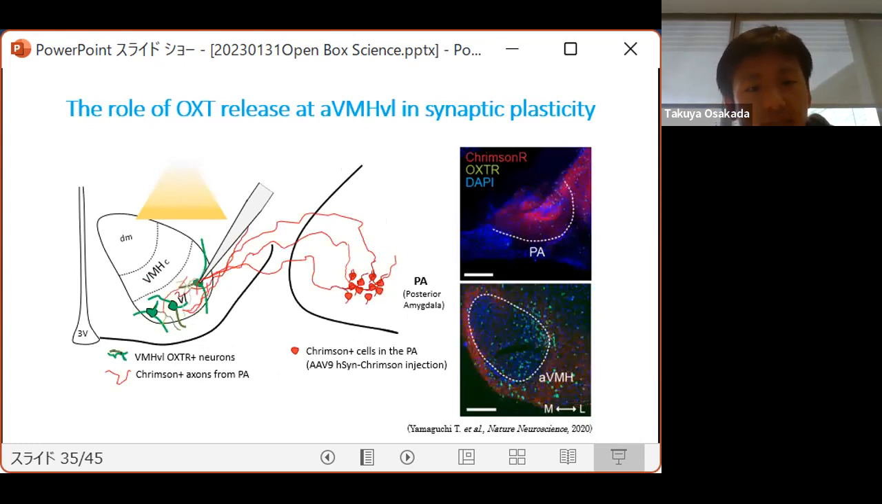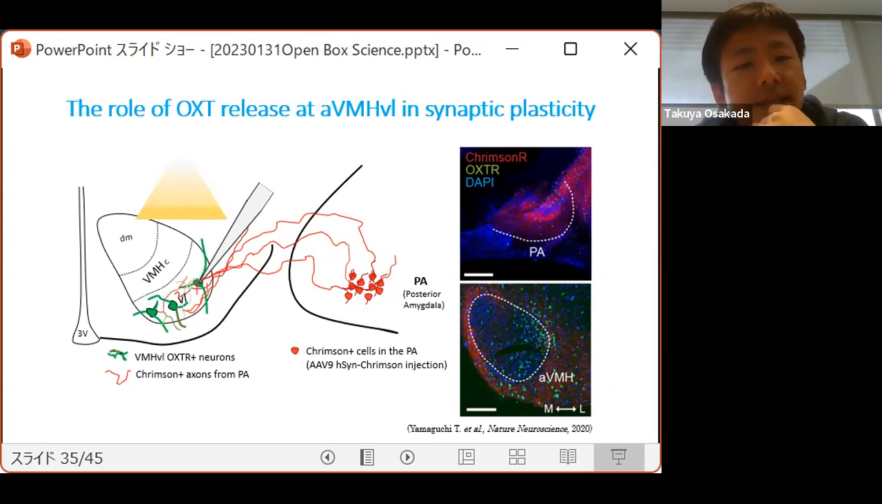Next we wanted to address the role of the release of oxytocin in the anteroparietal BMHBL. This was a little bit tricky paradigm, but we used a virus-mediated paradigm to see whether there is LTP induction or not after oxytocin supply. The PA, posterior amygdala, we already know sends excitatory axons towards the BMHBL. In this model, we use the PA as upstream, mimicking the detection of information about aggressors, which is sent from the PA towards the BMHBL.